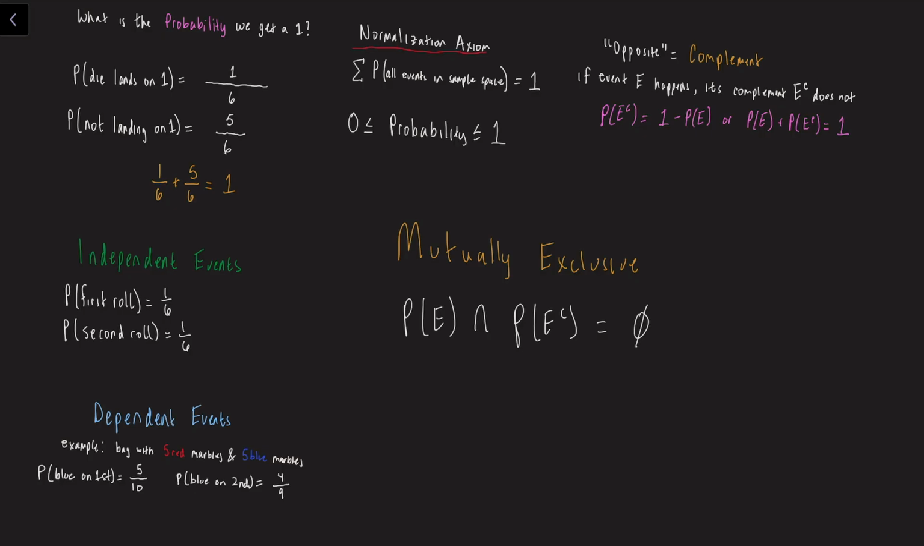Let's think back to our die example. We identified our event as getting a 1 and its complement as not getting a 1. These 2 events cannot happen at the same time. I can't get a 1 and not get a 1. It's either one or the other.